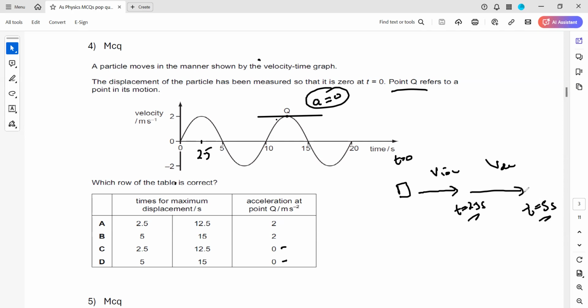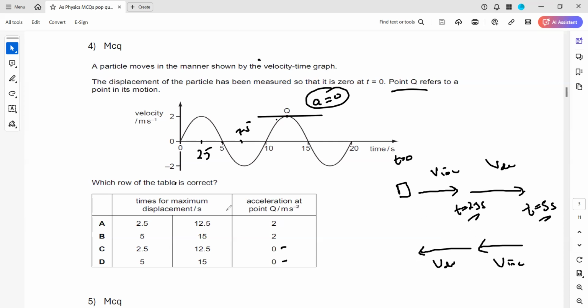And then at 5 seconds, the speed of the object is 0. And then what happened? The object changes direction and is now moving towards the mean position. And when it is moving towards the mean position, the speed is increasing, but a negative sign means it is moving towards the mean position, and then the speed is decreasing. This speed is decreasing, and a negative sign also shows that it is moving in the opposite direction.